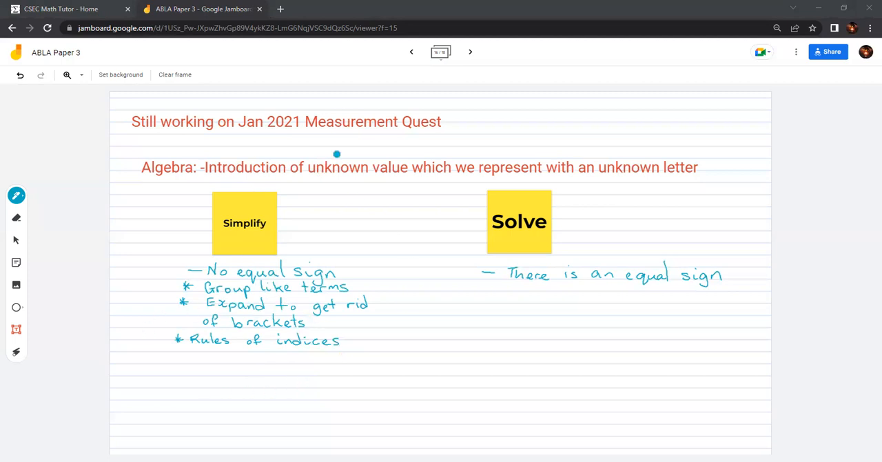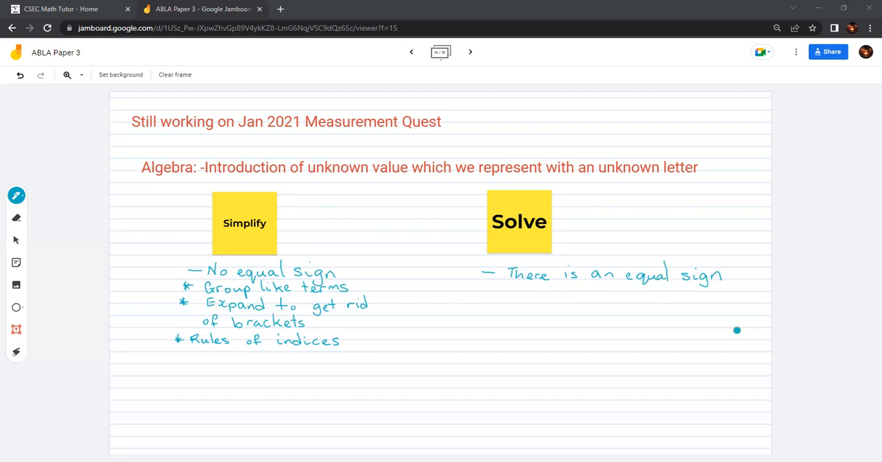Now, to know the difference between simplify and solve: when simplifying, there's no equal sign. Basically, all you're expected to do is break it down into the simplest form possible. You wouldn't get a value for x or anything like that, because it's not an equation. Solving, on the other hand, has an equal sign.